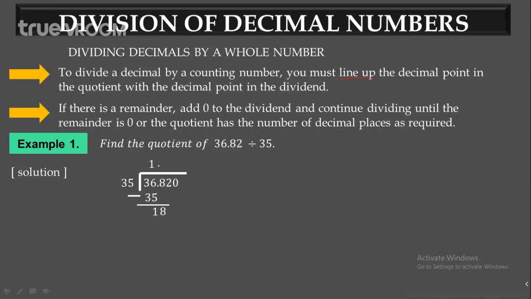So 18 divided by 35. 0. Very good. We cannot, so multiply it by 0. 0 times 35 is equal to 0. So, bring down 18. Now we are going to bring down 2. Now, how many 35 are there in 182?